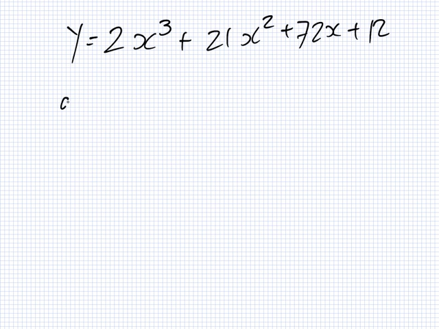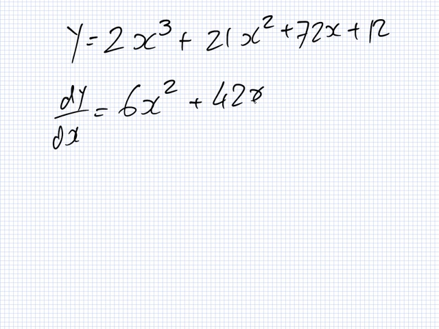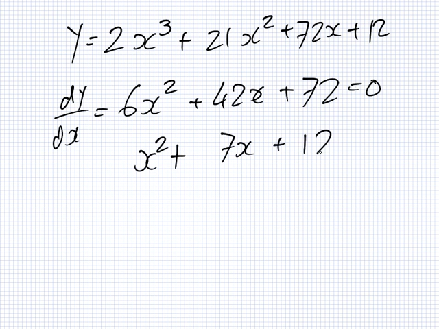So, again, the derivative will be 6x squared plus 42x plus 72 equals 0. I think I can divide by 6. x squared plus, what's this? 7, isn't it? And what's this? 12.